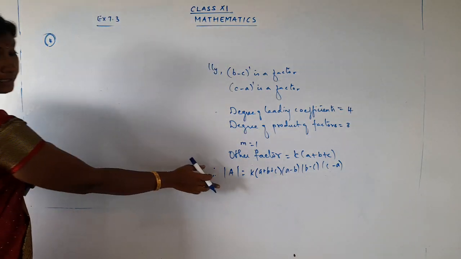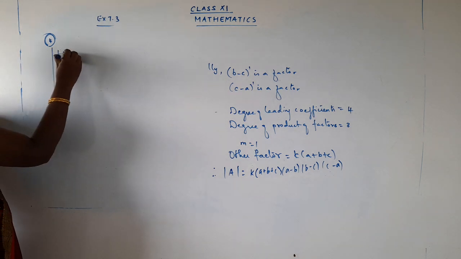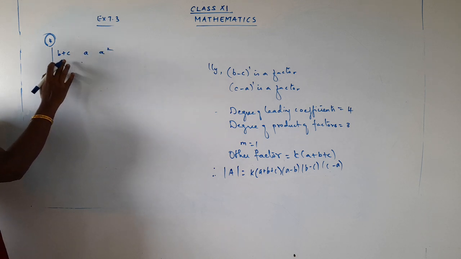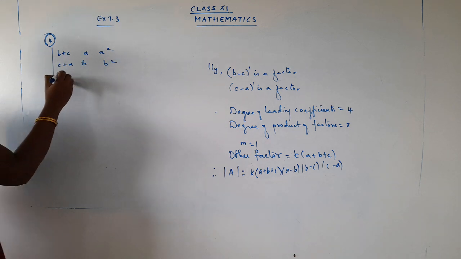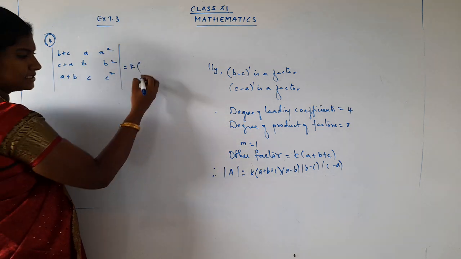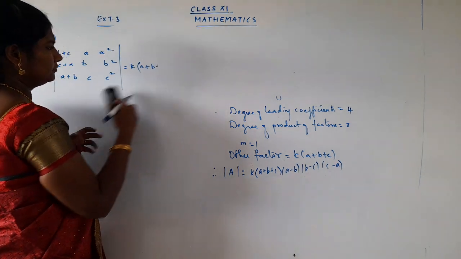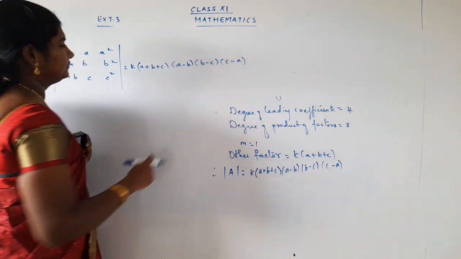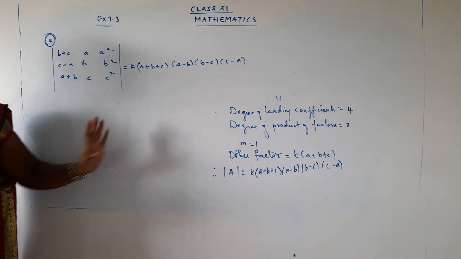So I will take out this determinant first. What is the determinant? It is b plus c, a square, a, c plus a, b square, b, a plus b, c square, c, and this is equal to K. Just write K as it is, a plus b plus c, a minus b, b minus c, c minus a. So this is the determinant, and I have just written the right hand side.